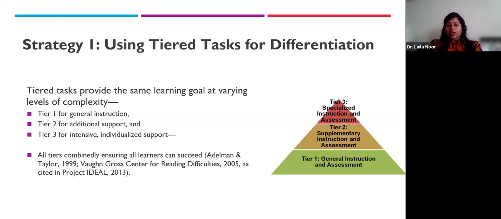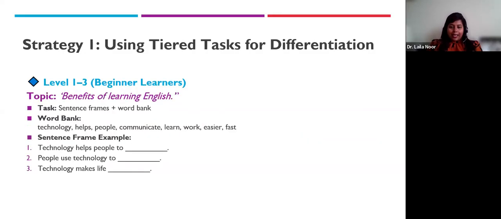For example, for tier one, we can provide some general instruction and general assessment. For tier two, it will be more additional support. Teachers can provide supplementary instruction and assessment. And for tier three, it will be more intense and individualized support. That will be more specialized, more detailed instruction that will help mainly the advanced learners. All these tiers combined help all learners to succeed based on their levels or their background.